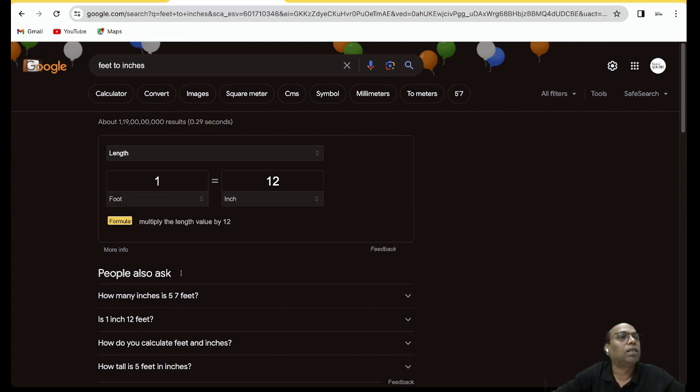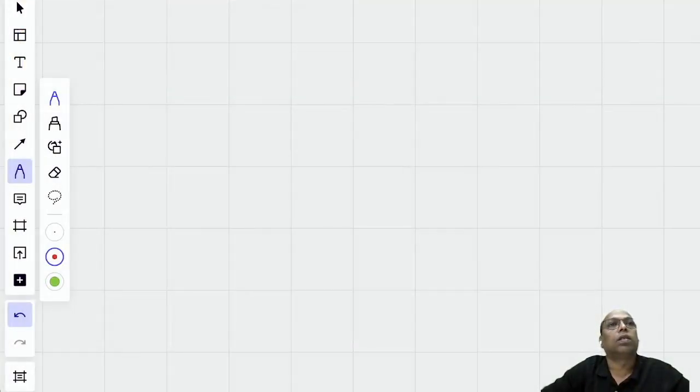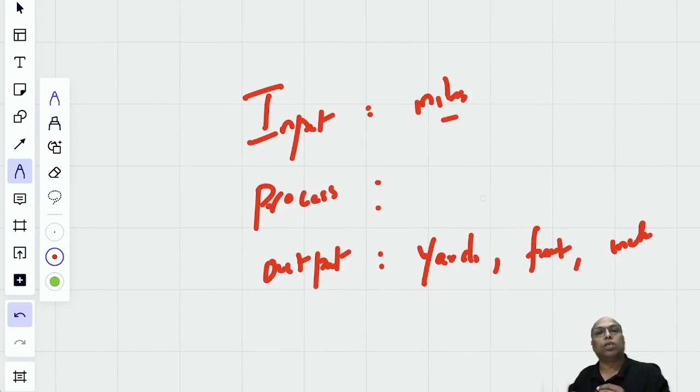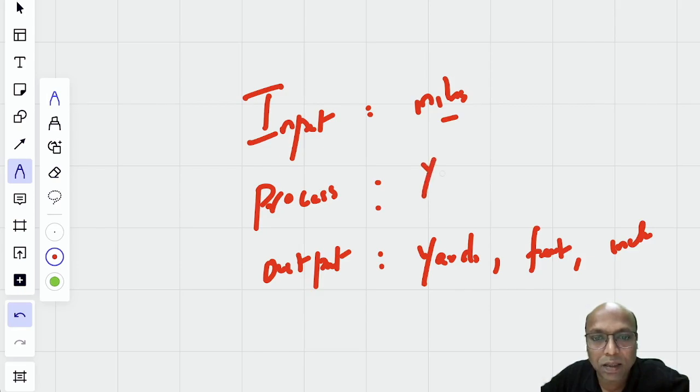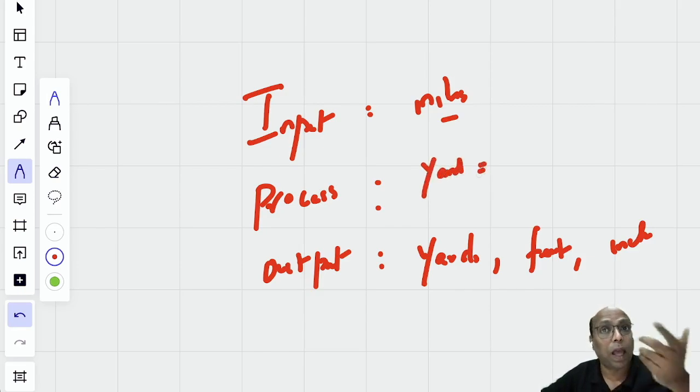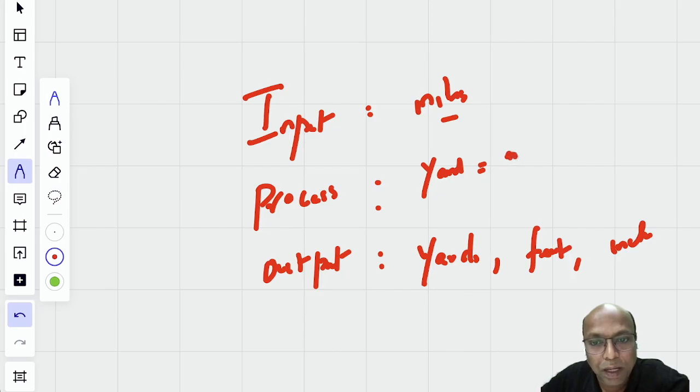So it says like this. Now what is the process here? I have been given miles. Now the process is what I need to convert. I need to get the yard, but I have it in miles. It was saying 1 mile is 1760 yards. Therefore, I'm going to multiply miles by 1760.